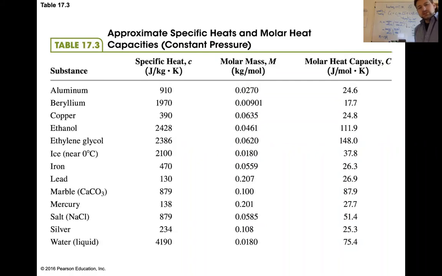The molar heat capacity for aluminum is 24 and a bit. For copper is 24 and a bit. For iron is 25, 26. For lead is 26. For silver is 25. Why are they all so similar if they're all supposed to be different substances?